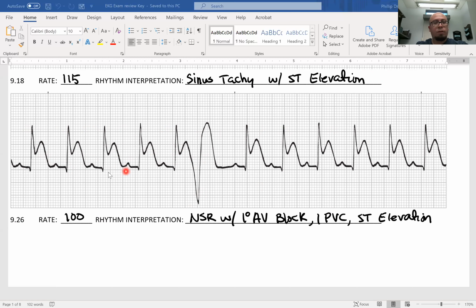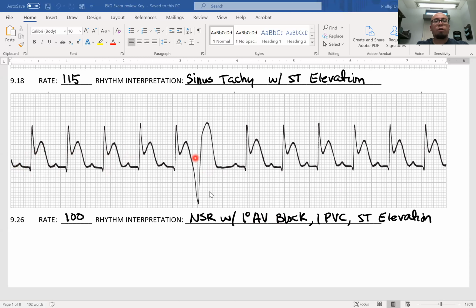Okay, so then you want to check your intervals. And you look at your PR interval, and you identify that your PR interval is actually greater than 5 boxes, meaning we have a first-degree AV block. Your QRS interval is actually within range, so that's okay. It looks like it's just 2 boxes or so.